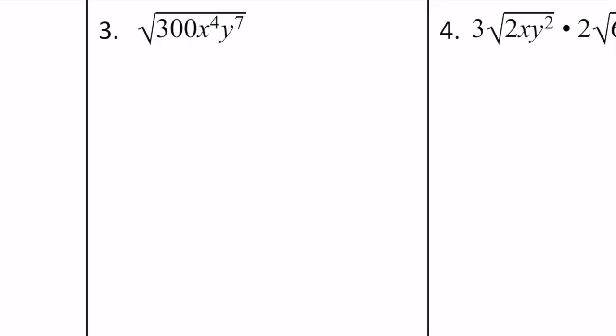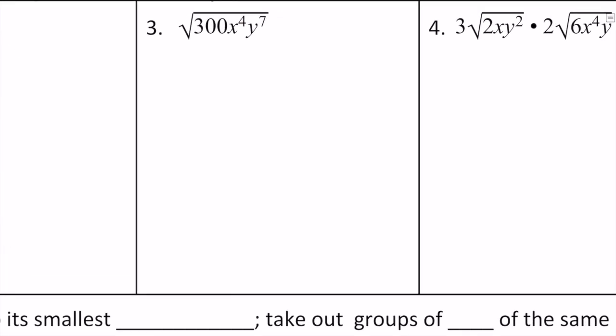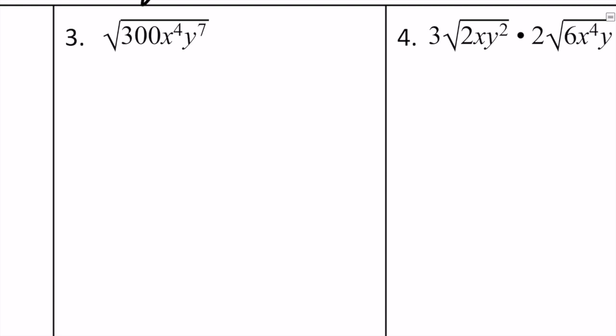For number 3, I have the square root of 300 x to the 4th power y to the 7th power. Here before I just had constants to deal with. Now I have some variables in there as well. This is 3 different types of factors inside. I have my constants, or just regular numbers, I have my x's, and I have my y's, and I'm going to have to look at all of them separately.